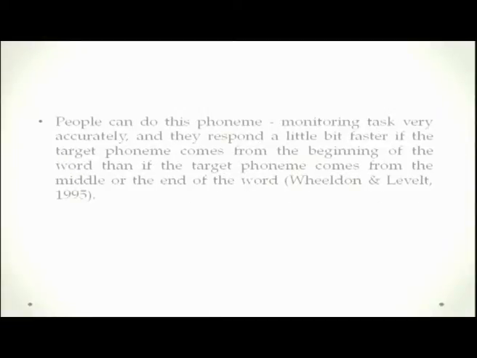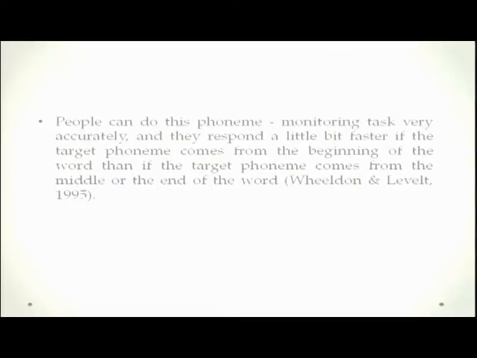What happens? People can do this phoneme monitoring task very accurately. Okay, and they respond a little bit faster if the target phoneme is R, from the beginning of the word, then you are quicker compared to when the target phoneme is B, you will take a bit of time, because it is happening incrementally, or you are activating this incrementally. Okay, so people respond to this kind of task a little bit faster if the target phoneme comes from the beginning of the word than if the target phoneme comes from the middle or the end of the word. This was taken as evidence for the fact that we are activating these things sequentially from the left to right.